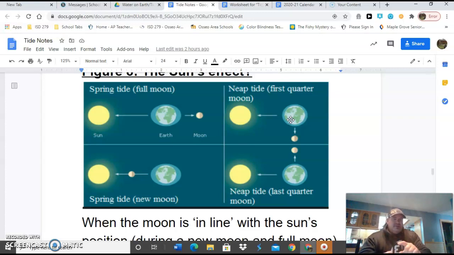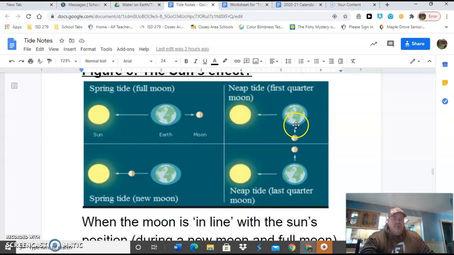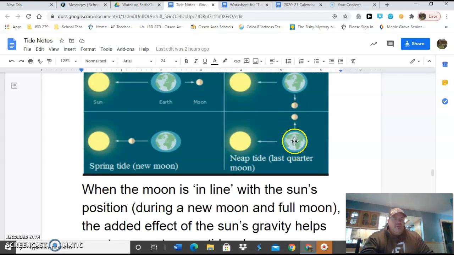So when the moon is 90 degrees from the direction of the position of the earth from the sun, okay, so we've got our moon here, earth, sun. That would be last quarter moon. And then you're going to end up with kind of a weak tide. There's still going to be a high tide. There's still going to be a tidal bulge, but it's really not going to be very much.